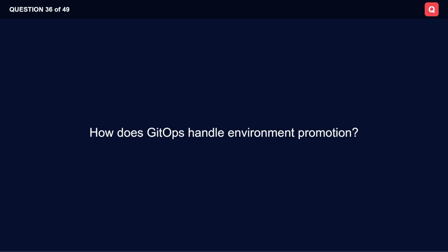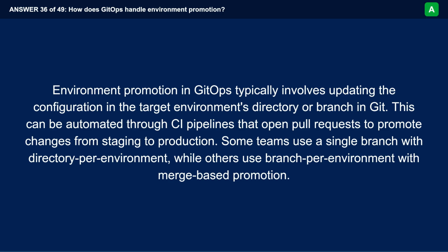How does GitOps handle environment promotion? Environment promotion in GitOps typically involves updating the configuration in the target environment's directory or branch in Git. This can be automated through CI pipelines that open pull requests to promote changes from staging to production. Some teams use a single branch with a directory per environment, while others use a branch per environment with merge-based promotion.